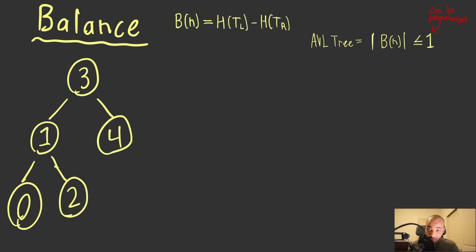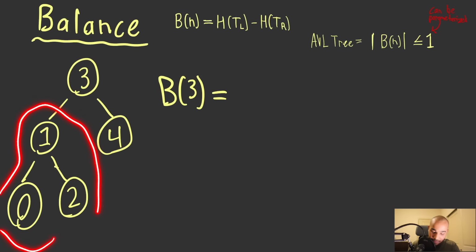Now let's do some examples and start calculating some balance. I've kept these two things up here, our balance equation and how our threshold is going to be 1. We're going to start at the root node. What is the balance of that node 3? We need to look at the left subtree. Do you see this tree right there? That is a whole tree to itself. And we need to consider what the height of that is.